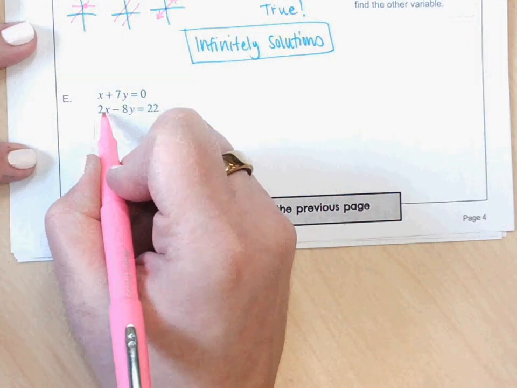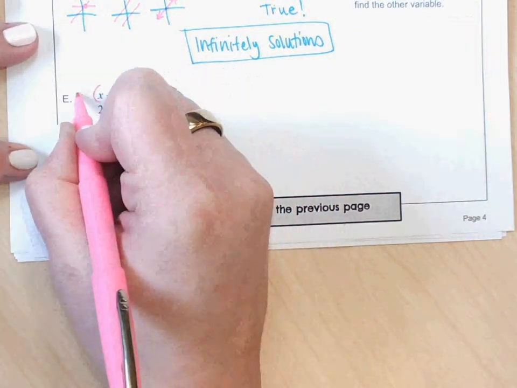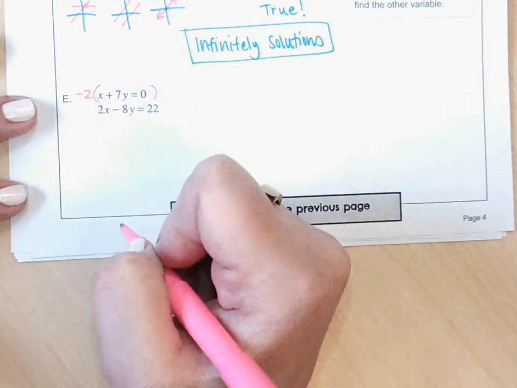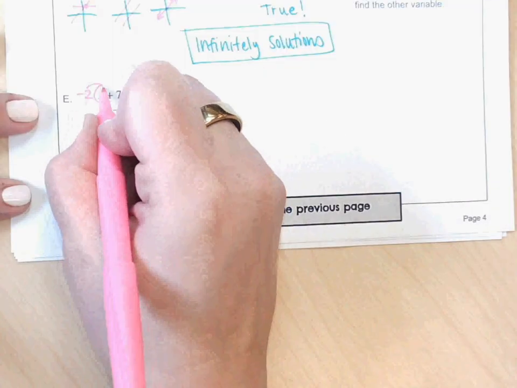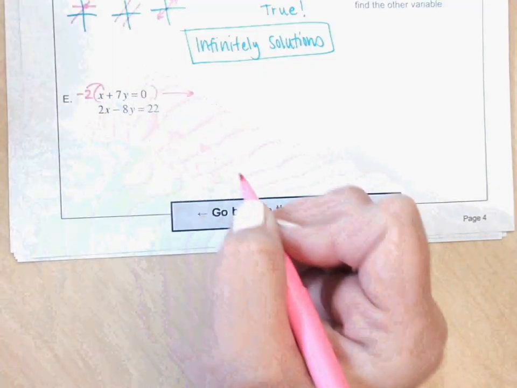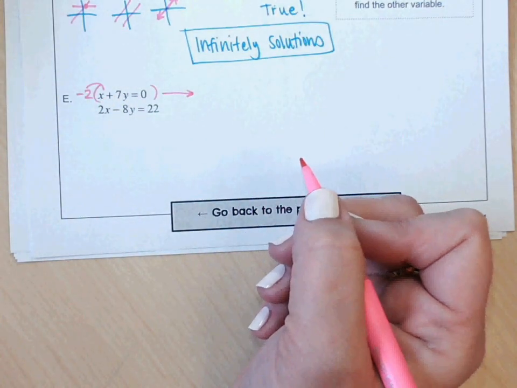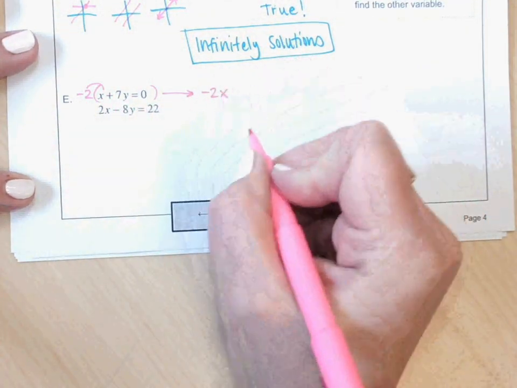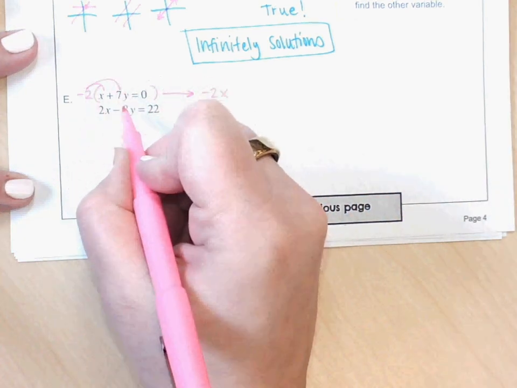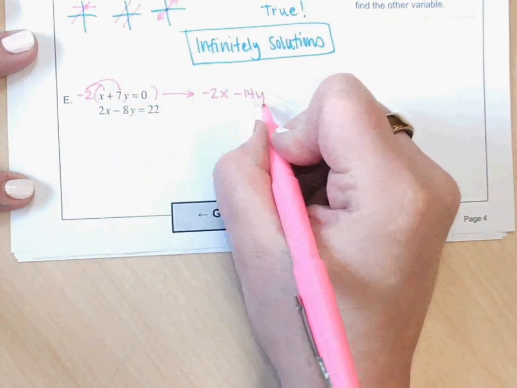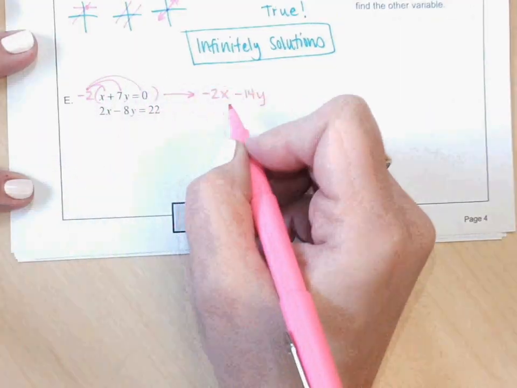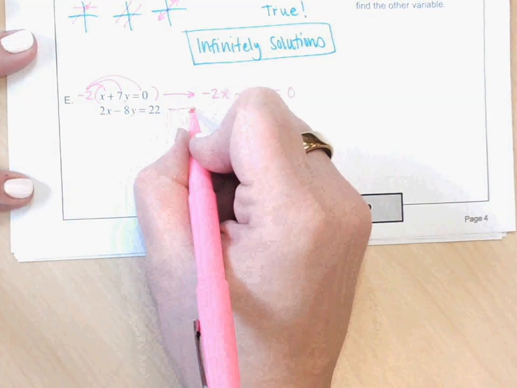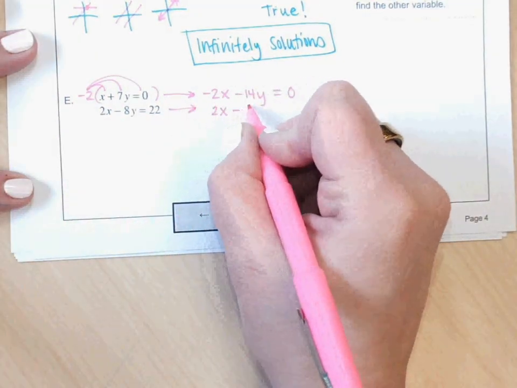I see that this bottom is a 2x. If I multiplied this entire top equation by -2, then my x's would cancel. -2 times x. Actually, hit pause and beat me to the next part. -2 times x is -2x. -2 times positive 7y is -14y. -2 times 0 is 0. I'm going to leave the bottom one exactly as is and just rewrite it.